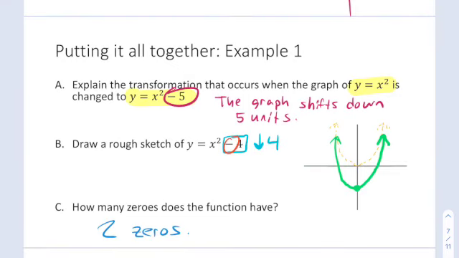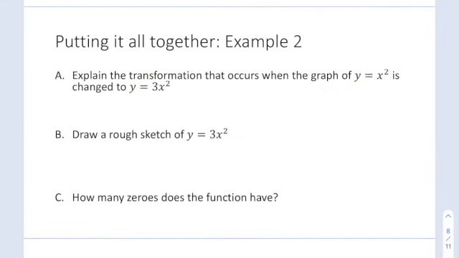Now remember, this was a negative c value, which is why we shifted down. If it was a positive c, we would have just drawn it somewhere above the original graph, like that. And this problem's over. Now again, this next problem starts off by asking us to explain the transformation from the parent to a new graph y equals 3x squared.